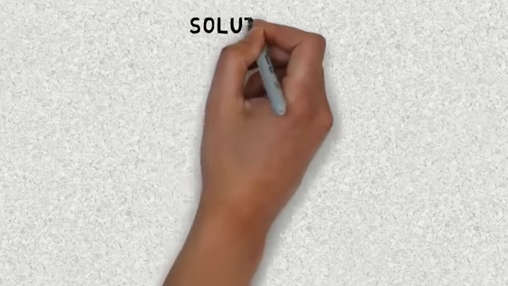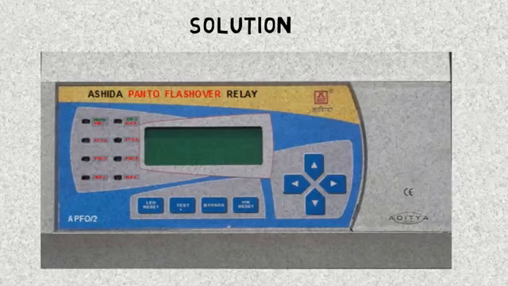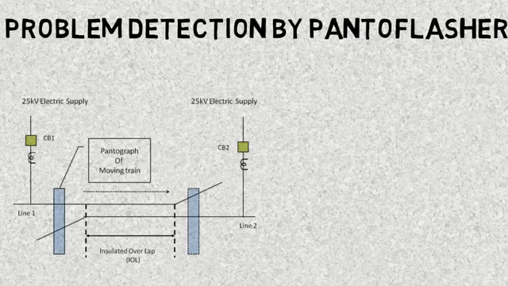But this isn't a problem without a solution. The solution for this problem is using a panto flashover relay, which is designed to identify such a situation and trip the feeder circuit connected to the live section of the overlap. So what a panto flashover relay does is monitor both the lines, line 1 and line 2, and the status of the circuit breakers of both the lines, that is CB1 and CB2. Also, it monitors the potential of both the lines, that is, whether those lines are at 25 kV potential, and then it decides whether to switch CB1 or CB2.